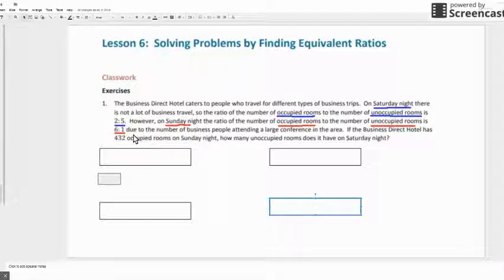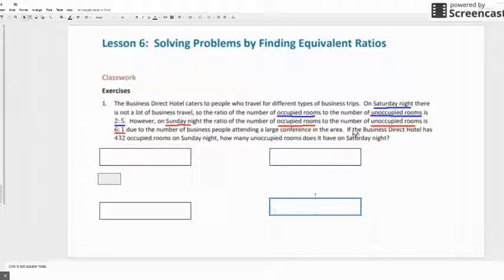Sorry, I forgot to read the sentence. I apologize. Due to the number of business people attending a large conference in the area. That's not really important. Why they're there is not important, but the numbers are, for mathematical purposes. If the Business Direct Hotel has 432 occupied rooms on Sunday night, how many unoccupied rooms does it have on Saturday night?